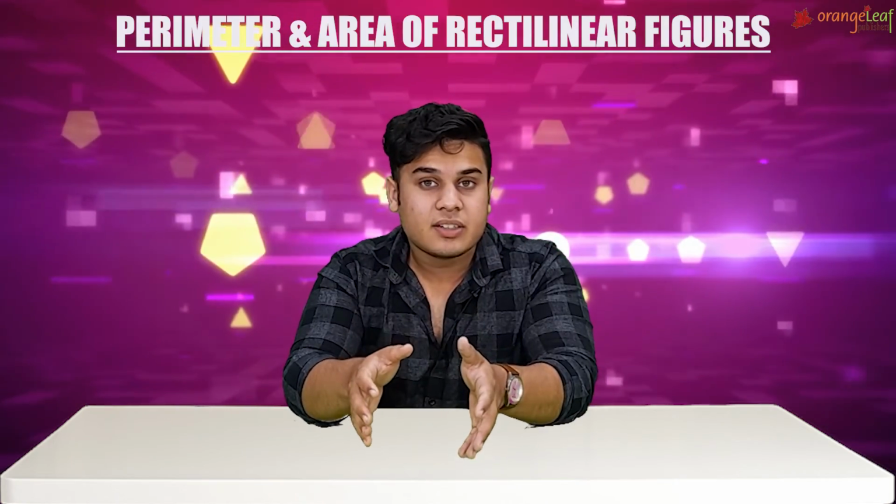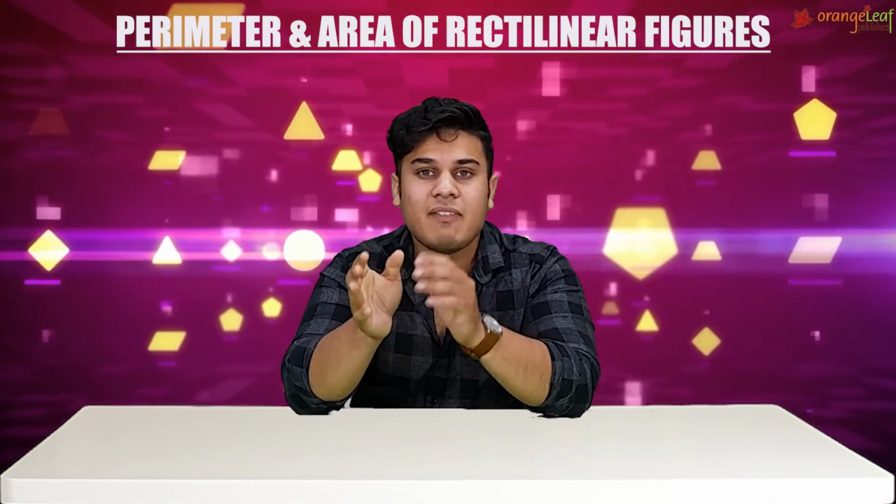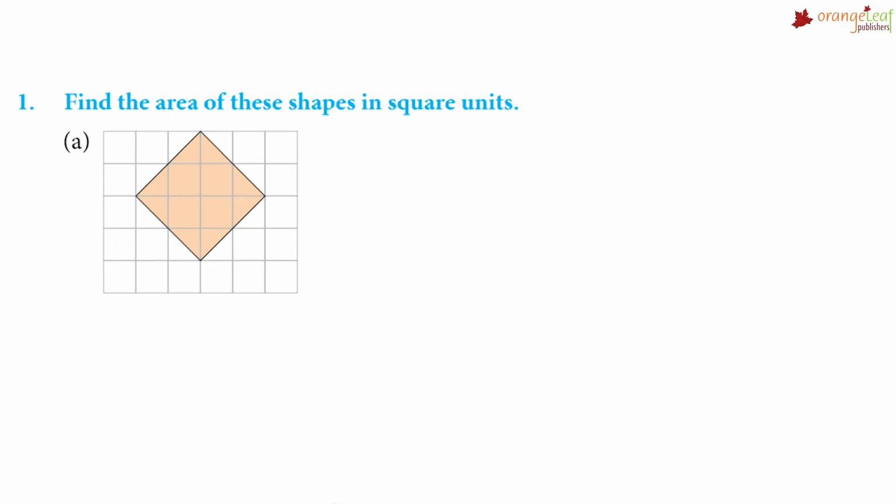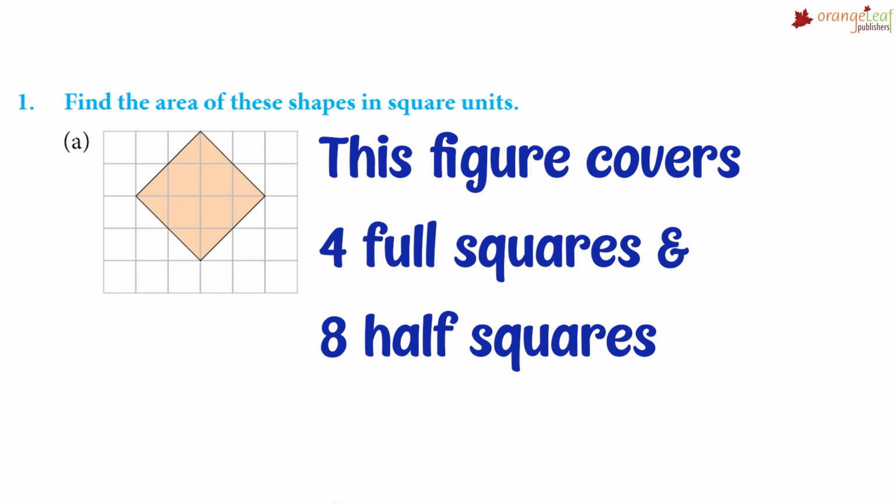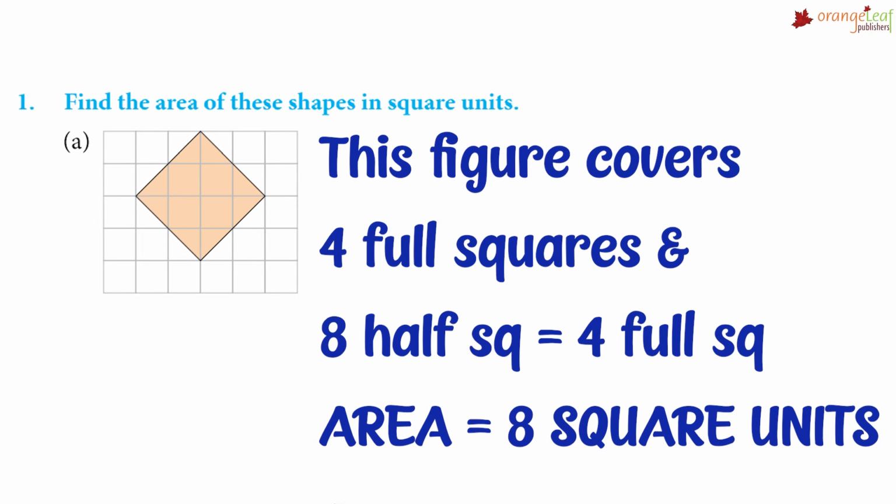To understand this better, let's do an exercise. Have a look at this figure. We can see that this figure covers 4 squares and 8 half squares. 8 half squares make up 4 full squares. So the area of this shape is 8 square units.